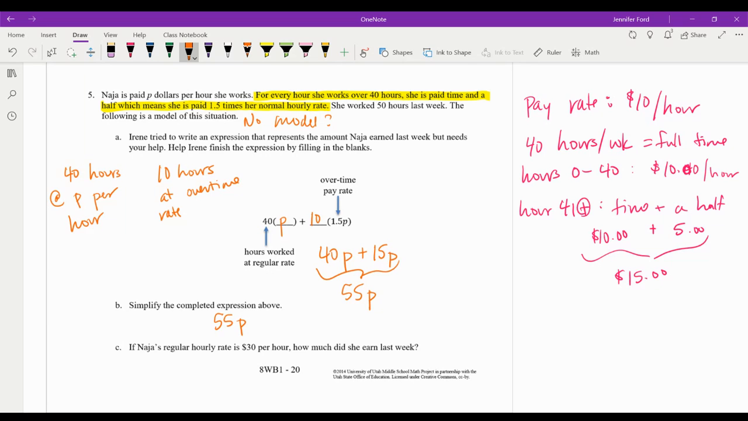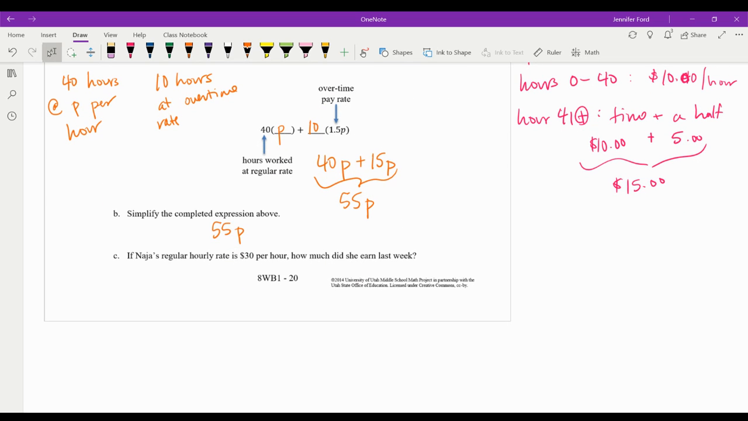And then if Naya's regular hourly rate is $30 per hour, how much did she earn last week? I think we'll go ahead and do this because I'll show you two ways. This is the easy way. If you have a simplified expression, you can just put in $30 an hour for P. So I'm going to replace the value of P with that $30 an hour. I'm going to take 55, and then I'm going to multiply it by the value of P, which they said was 30. I'm going to bust out my calculator.